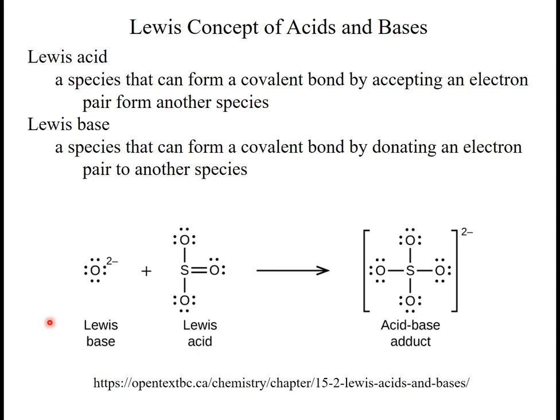Okay, the last of the three concepts of acid bases, or definitions of acids and bases, is the Lewis acid and base. It's the most broad definition of an acid and a base that there is. The definition of an acid has changed and broadened. A Lewis acid is a species that accepts an electron pair from another species, and a Lewis base is a species that donates an electron pair.